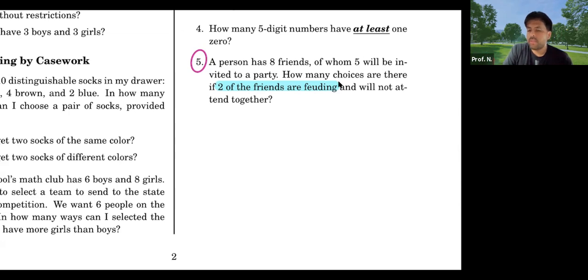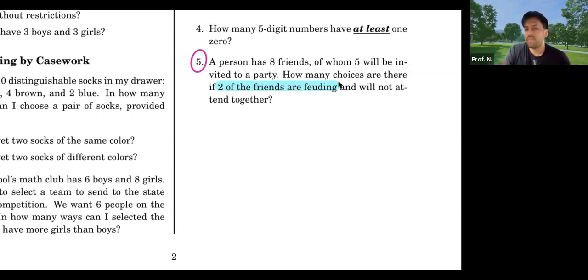But there's also a complementary counting technique or viewpoint that you can approach this problem with. So what's the opposite of them feuding? What's the complement? That they get along. Exactly. So then how many ways are there for them to get along? That might be a little bit easier to deal with.